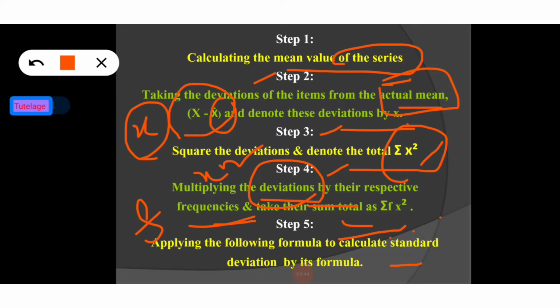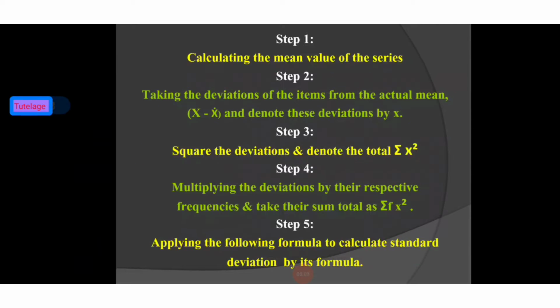So I think this is clear. At first we have to calculate the mean value. Now going to the deviation part, and third step, that is square the deviations and take their sum, that is summation x square. Step number 4, we have to multiply the deviation by their frequency and take their sum total, that means summation f x square. And now going to the last step, that is applying the standard deviation formula. Okay, so learner, now move on to the next slide.